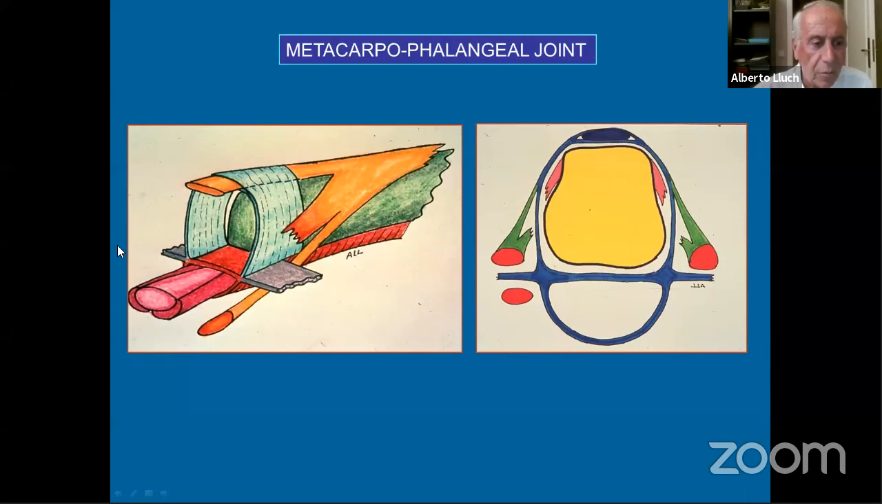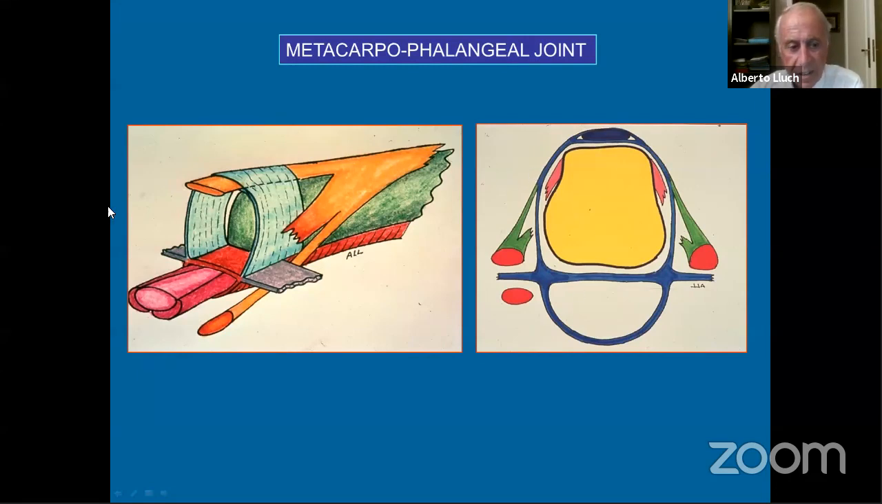At the metacarpophalangeal joint, here I removed the metacarpal, and we're left with the proximal phalanx in green, and the extensor tendon held on the dorsum of the head of the metacarpal by the sagittal bands. The sagittal bands hold the extensor tendon. They divide in two little bands. The thinner one is more superficial, and the thicker one is located deeper. The sagittal bands try to keep the extensor tendon on top of the metacarpal head.